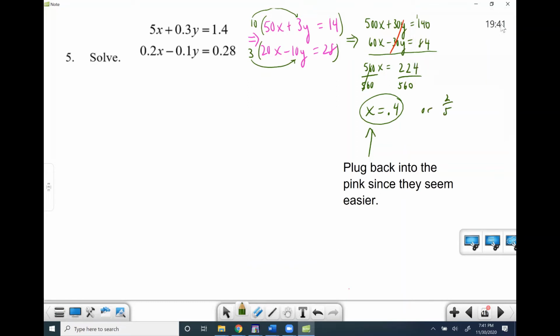So I'm thinking let's plug it back into the pink. I'm kind of eyeballing them. I don't know. Do you guys have a preference, top or bottom? Because I don't care.